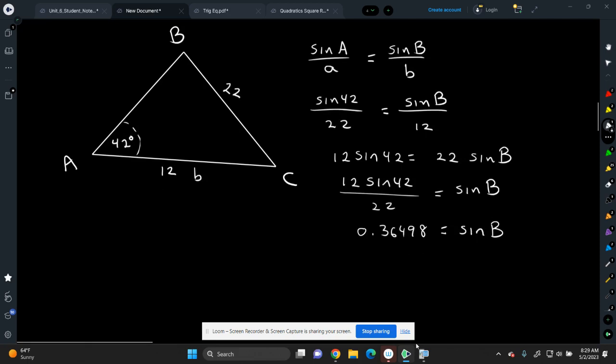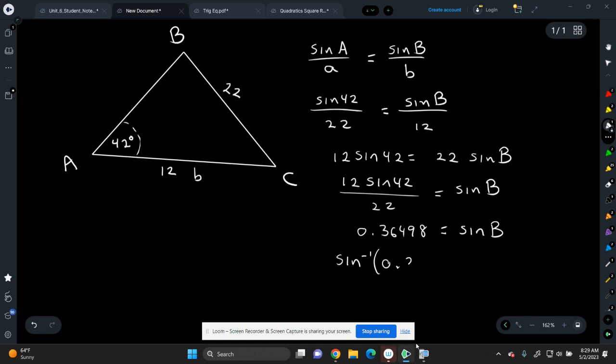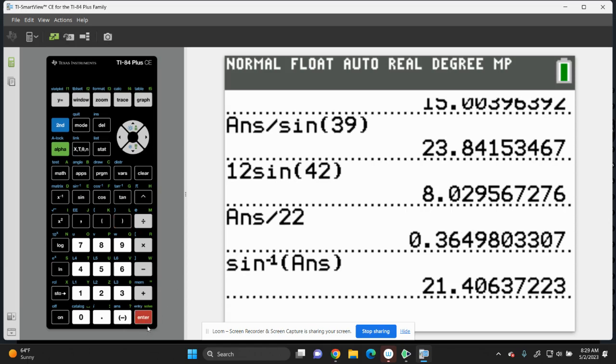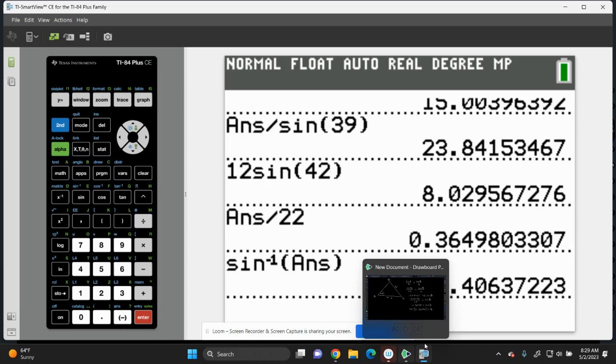Inverse sine, right. So we're going to take the inverse sine of this number. Now, I left the whole number in my calculator, so I'm not going to round it until the end. So I'm going to do inverse sine of that answer. And what I'm going to do is use the answer function on my calculator instead of retyping the decimals. So we do second, and down here above the negative sign, second answer. That puts it in there for me. And I get 21.4 degrees.